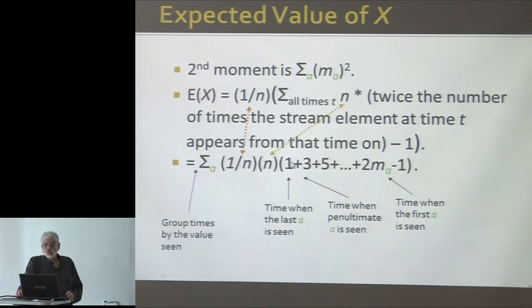Now, what's this sum? Well, it's MA squared. That is, this sum is MA squared. I'll let you figure that out. So what you have is sum over A of M sub A squared. And that's exactly what the second moment is.